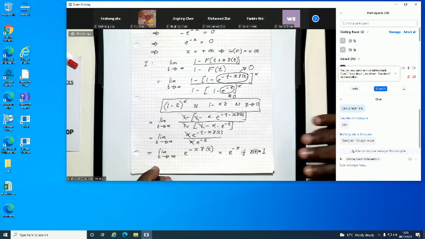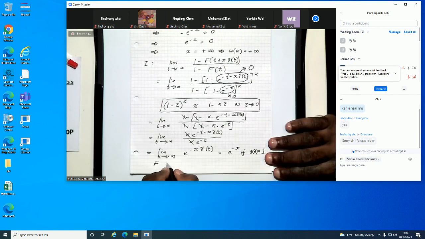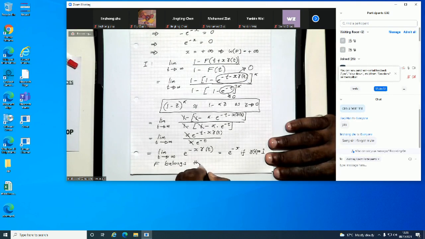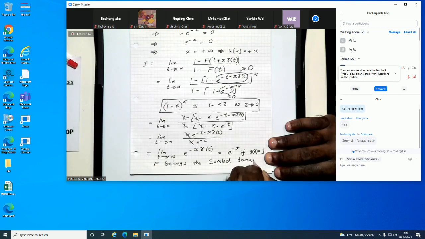So the conclusion is that F belongs to the Gumbel domain of attraction.